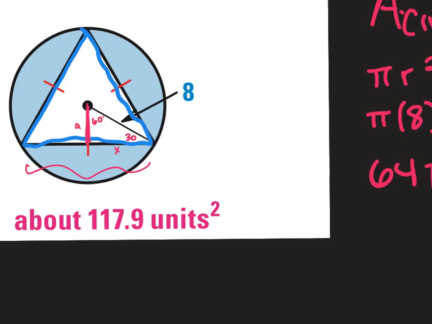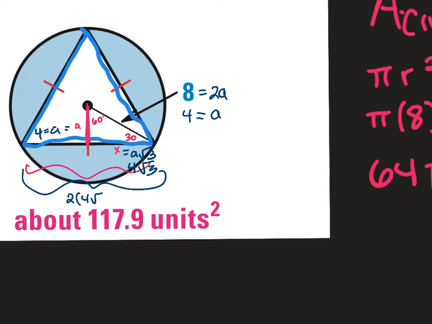Opposite this 30 would be A. Opposite the 60 would be A root 3. Opposite the 90, which is that 8, is 2A. So A is 4. This one is 4 root 3, which makes the whole side twice that, 8 root 3.